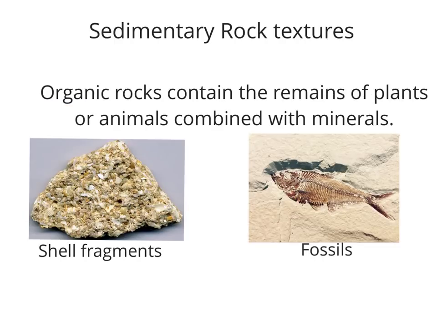Some sedimentary rocks contain the remains of plants or animals that are combined and held together with minerals. These are called organic sedimentary rocks. Some things you might notice about them: you might actually see shell fragments that make up the rock, or if you see fossils, that's a good way to tell that you have an organic sedimentary rock.